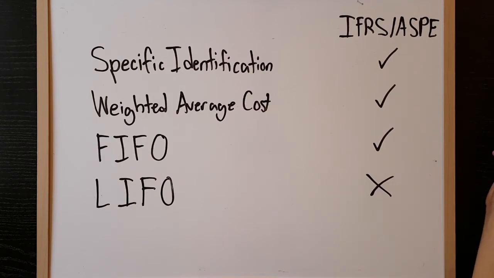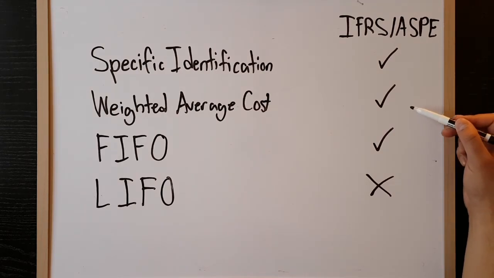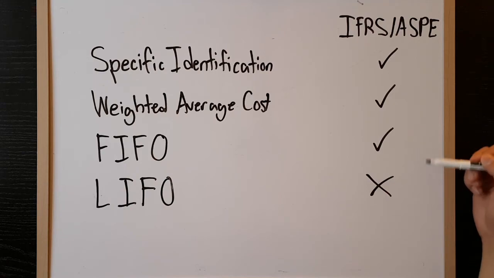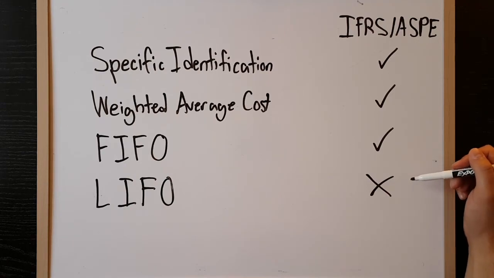Under IFRS and ASPE, specific identification, weighted average cost, and FIFO are all permitted. However, LIFO is not allowed. That being said, you are allowed to use LIFO under US GAAP.